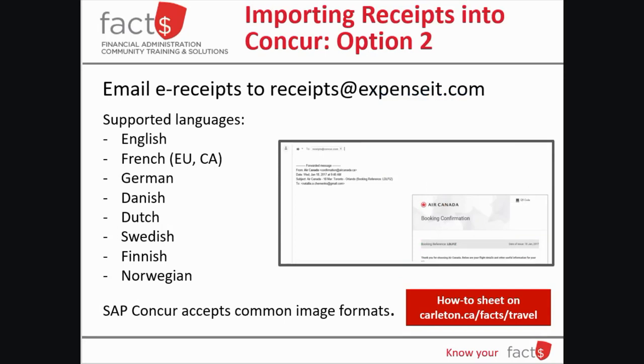Alright, so a second way to get receipts into Concur is to email receipts to receipts@expensit.com. So if you receive your booking confirmations by email, you can forward them to receipts@expensit.com. Like the previous option, it will pull information out and attach the receipt. As I mentioned in the profile demo, you'll have to verify your email address first, and there is a how-to sheet that will walk you through how to do that. You can have your default email address, which will be your Carleton CUNet email address, plus you can add up to 4 personal email addresses.